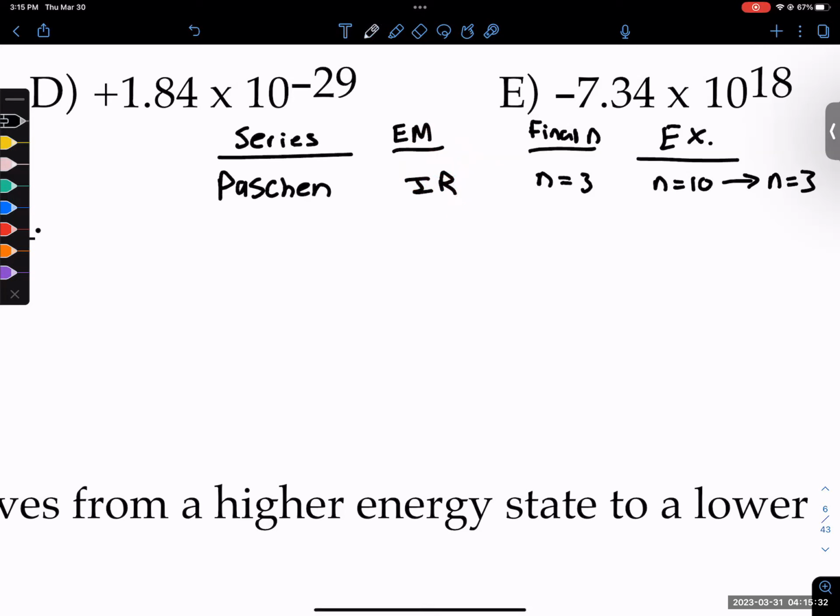So the next one is the Balmer series. The Balmer series releases a photon in which region of the electromagnetic spectrum? Close, but not quite.